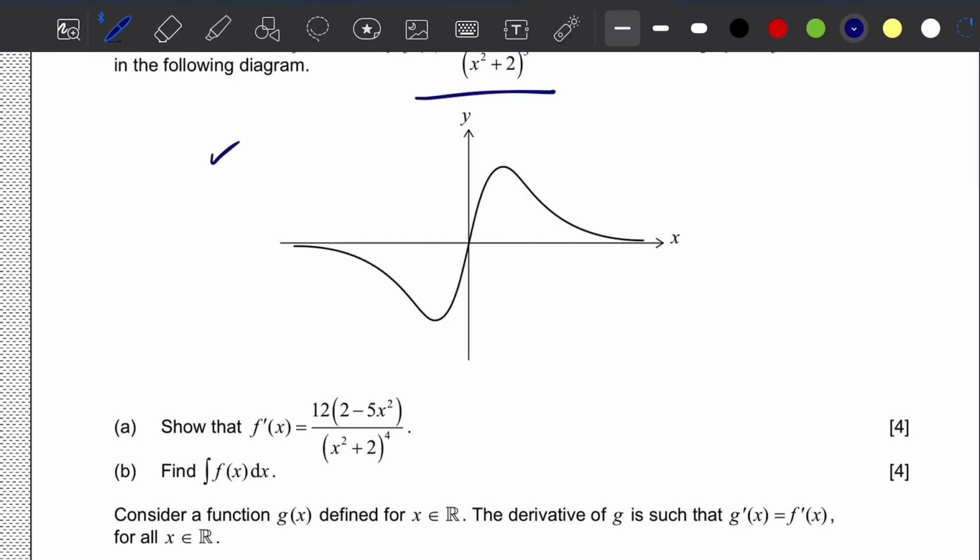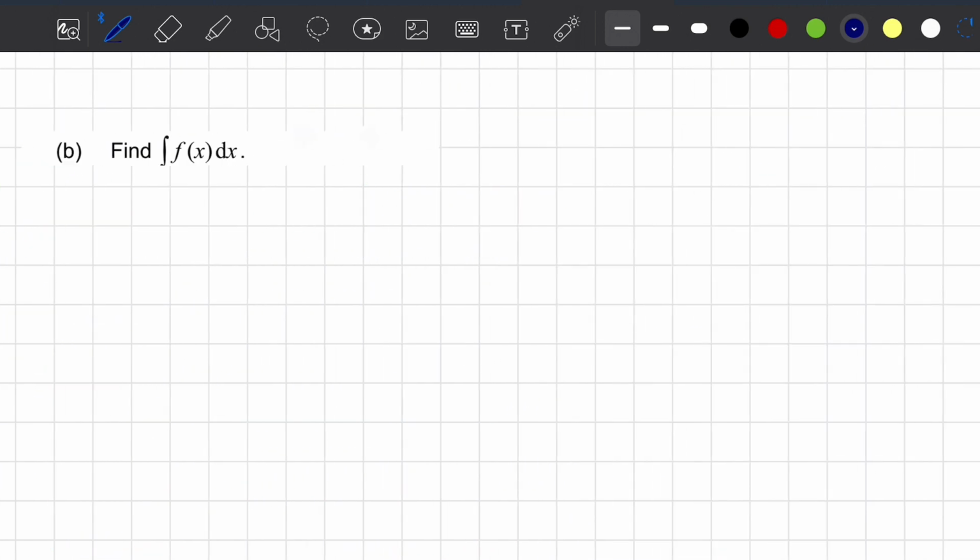Then let's look at question B. We need to find the integration of f of x, right? Since we need to integrate the function f of x, we know that f of x is the same as 12x over (x squared plus 2) to the power of 3, right?